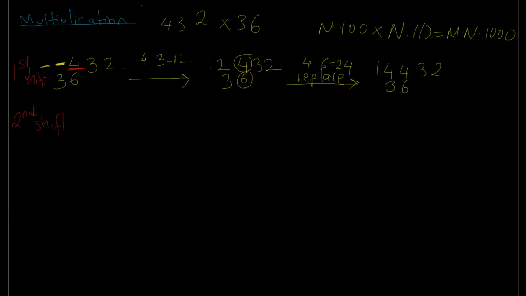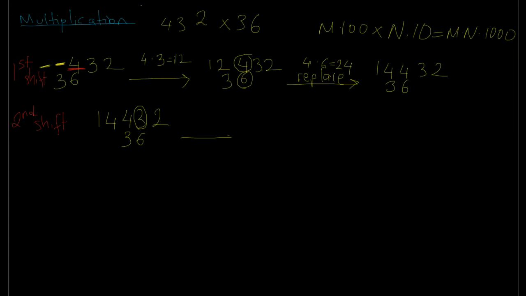What we do in the second shift is we take this result from the first shift, but we shift the bottom number to the right, so that its units is aligned with the next digit we are going to work with. So next we are going to work with the digit 3, the next digit of the original number.